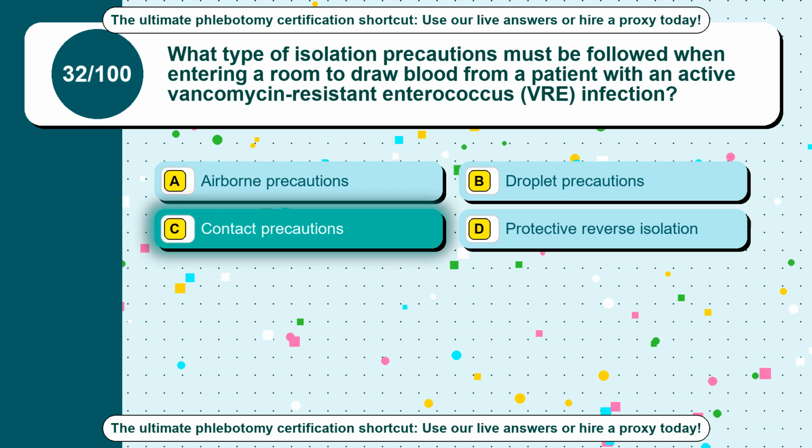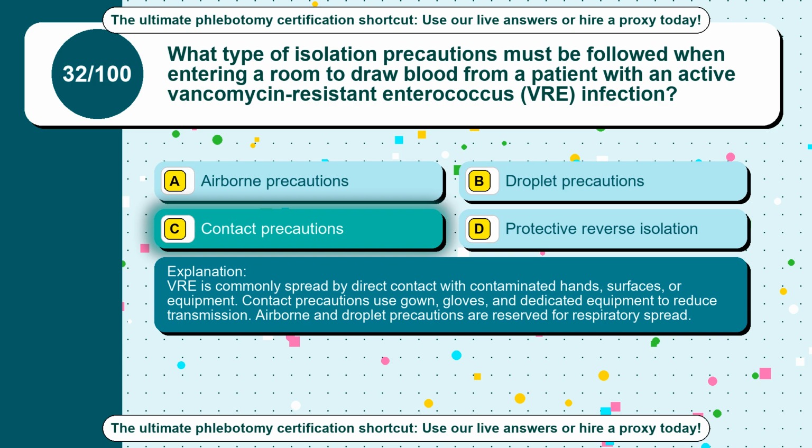Contact precautions. VRE is commonly spread by direct contact with contaminated hands, surfaces, or equipment. Contact precautions use gown, gloves, and dedicated equipment to reduce transmission. Airborne and droplet precautions are reserved for respiratory spread.